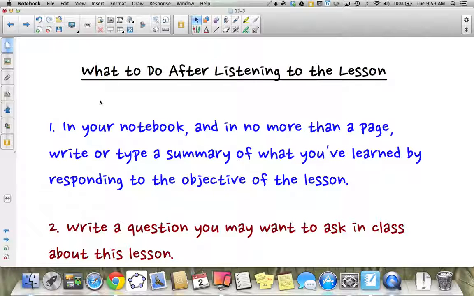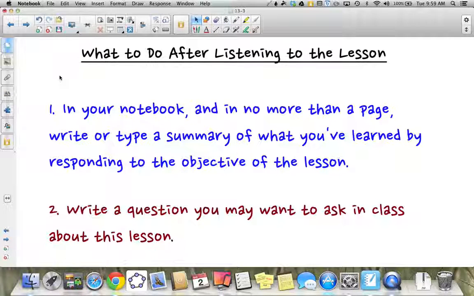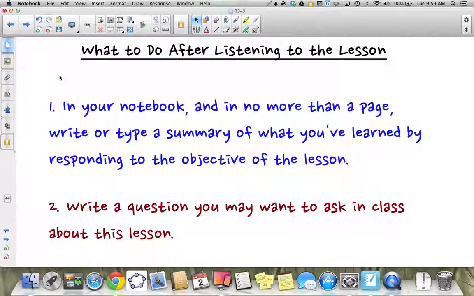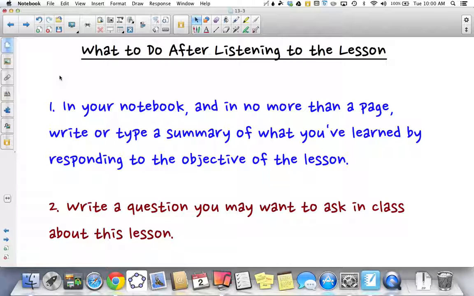Okay, so what you need to do after listening to this lesson, in your notebook and in no more than a page, write or type a summary of what you've learned by responding to the objective of the lesson. Write a question you might want to ask in class about this lesson. Okay, thank you.